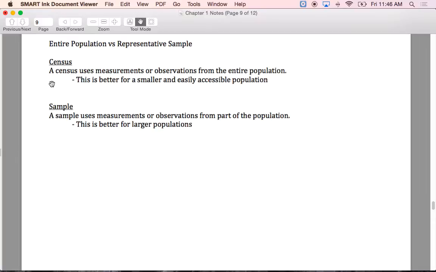Now, a population representative sample, a census uses measurements or observations from the entire population. It's better if you have a smaller or easily accessible population. A sample uses measurements or observations from part of the population. This is better for larger populations.